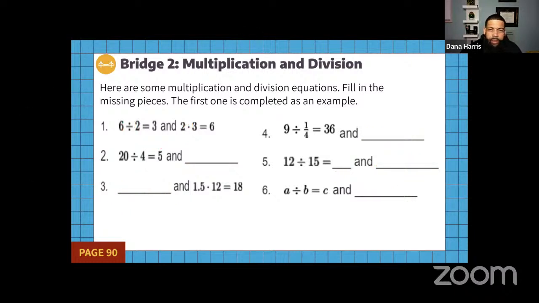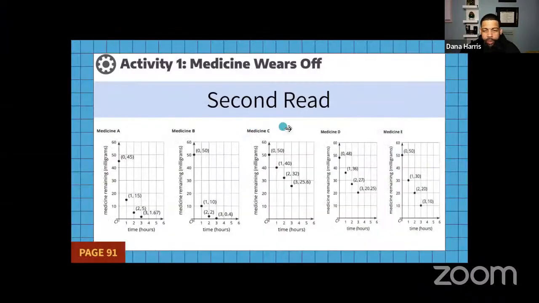Let's move right on because I want to get to the next activity because it's longer, much longer. Activity 1. Notice you have these 5 graphs, right? This scenario says some different medicines were given to patients in a clinical trial, and the amount of medication remaining in one patient's bloodstream was measured every hour for the first 3 hours after the medicine was given. Here are graphs representing these measurements.